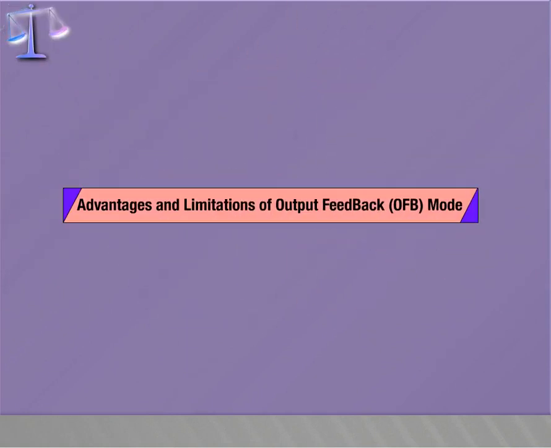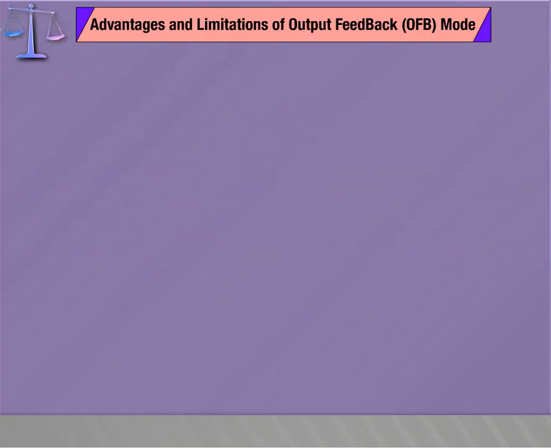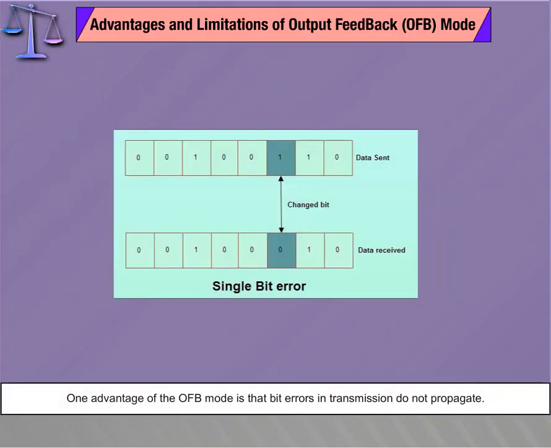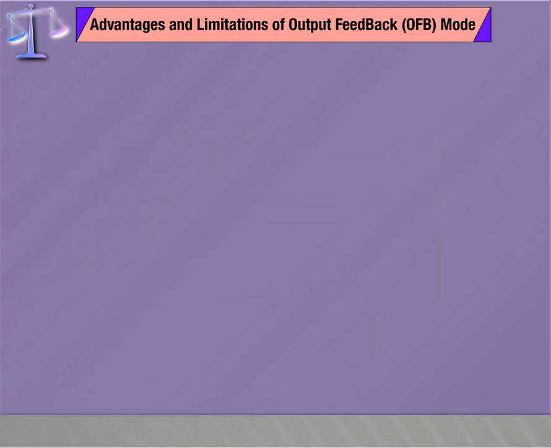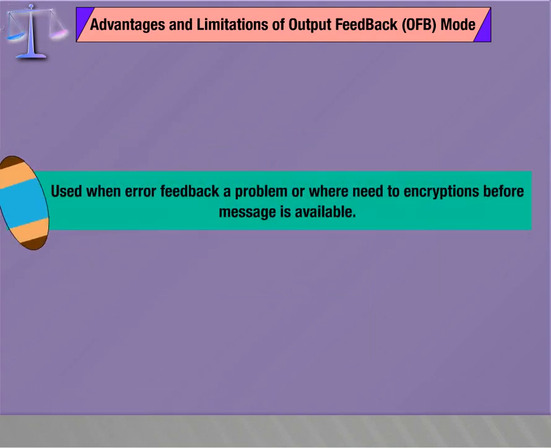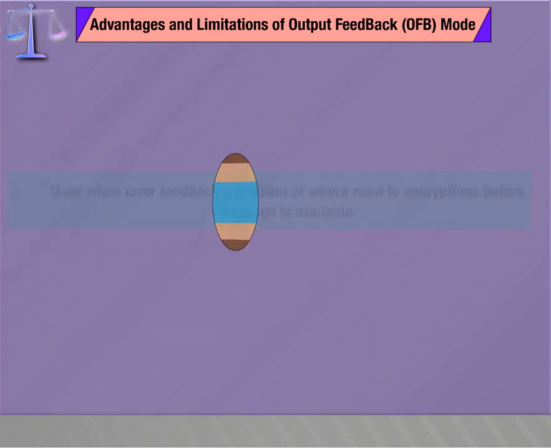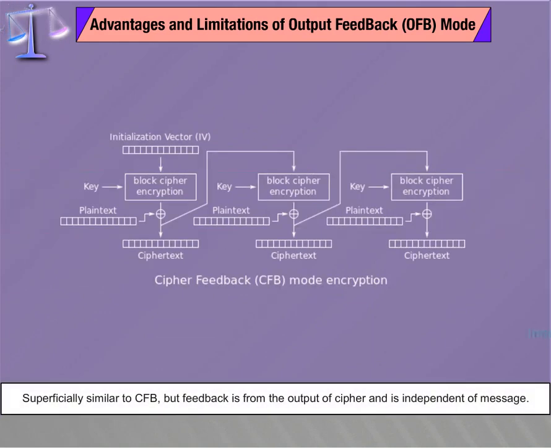Advantages and limitations of output feedback mode, OFB mode. One advantage of the OFB mode is that bit errors in transmission do not propagate. It is used when error feedback is a problem or where encryptions need to be done before the message is available. Superficially similar to CFB, but feedback is from the output of the cipher and is independent of the message.